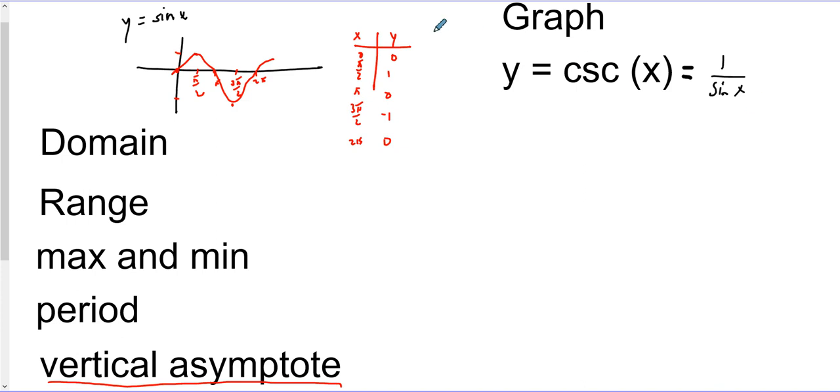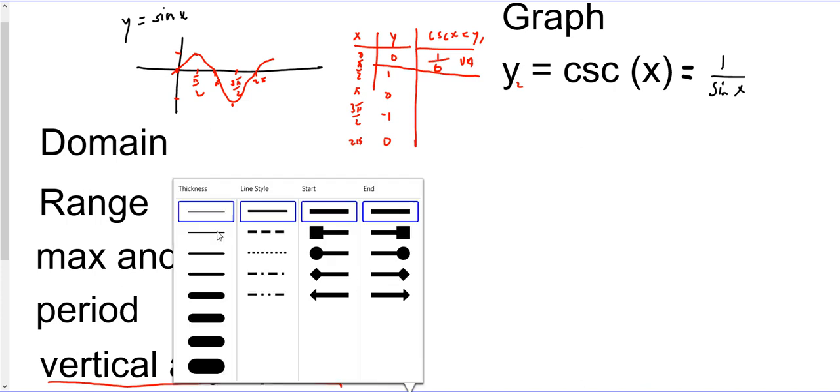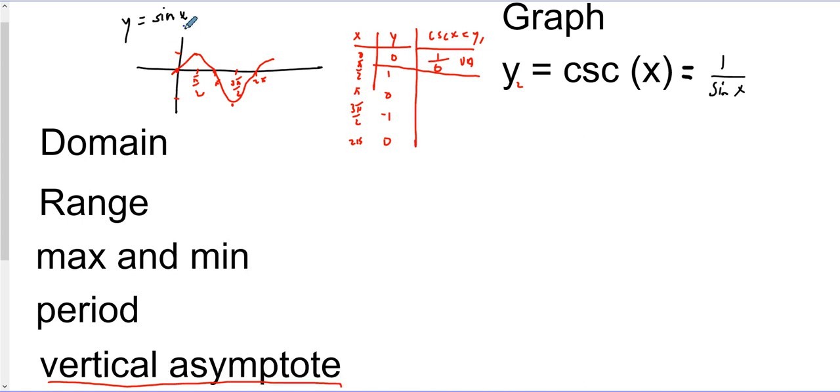Well, if you take each one of these values, and let's just do our new graph of cosecant of x, and we'll call that the y2 graph. Well, we're going to take 1 over 0. Well, 1 over 0, my friends, is not 0. That actually is undefined. That's a vertical asymptote. So right here, when we look at this graph, at this point at 0, it's actually 1 over 0. We're going to have a vertical asymptote here at 0.